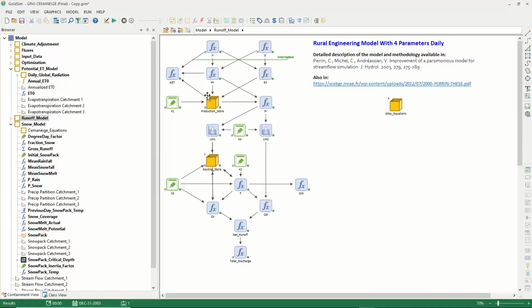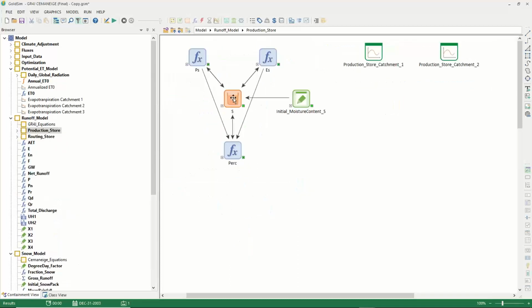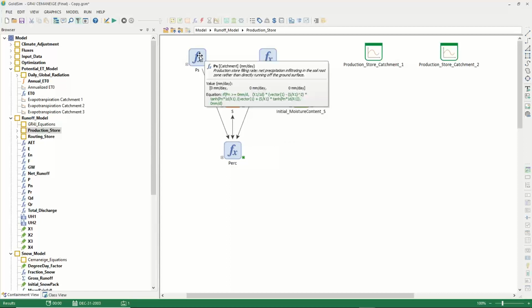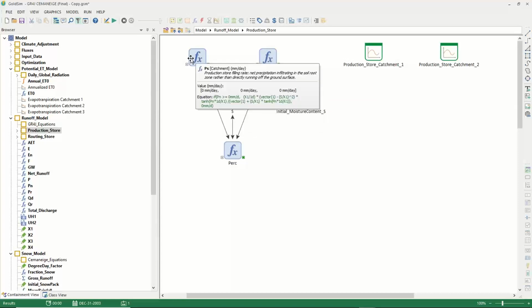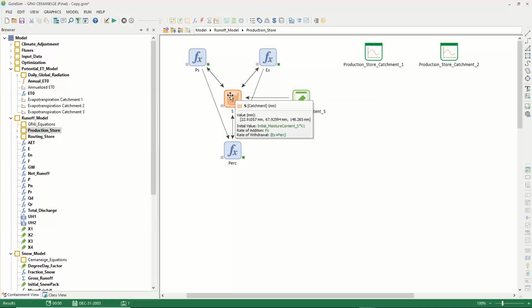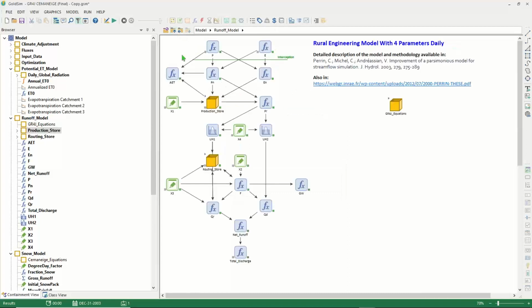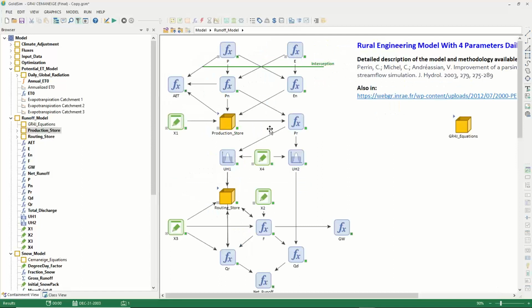Those two are going to act on the production store, which I mentioned is conceptually the root zone. So you're updating your root zone reservoir with your net precipitation, and this is the precip to the soil and evaporation to the soil, which are a function of the production store itself. Once you update the reservoir, you can calculate the percolation from that reservoir. Then the percolation goes to PR, which is essentially what we call excess rainfall, so that's the direct runoff plus whatever percolation from that production store.